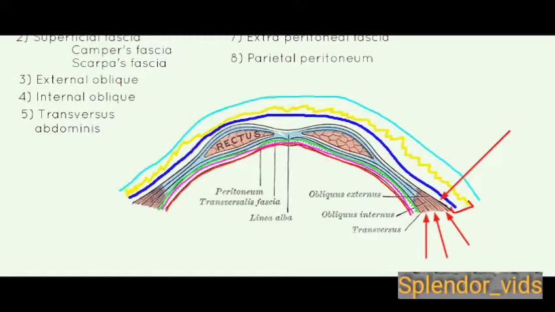So those are the layers of the abdominal wall. You've got the skin, the superficial fascia consisting of Camper's and Scarpa's fascia, so fatty and membranous fascia. And then you've got the three muscles, the external and internal obliques, and the transversus abdominis muscle. And then you've got the transversalis fascia, which lies immediately below these muscles. And then you've got the extraperitoneal fascia, and then below that you've got the parietal peritoneum.